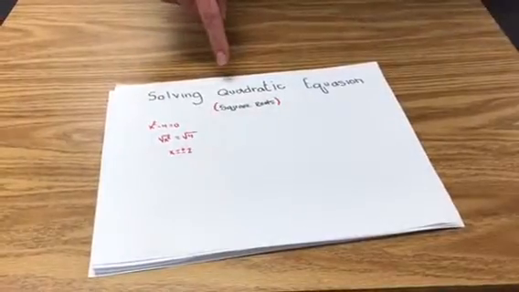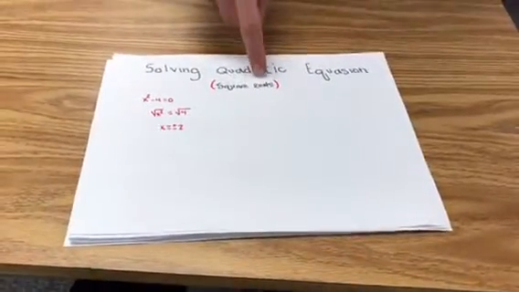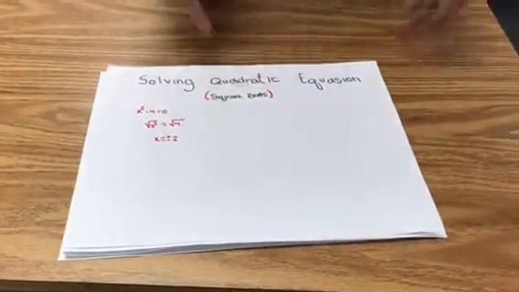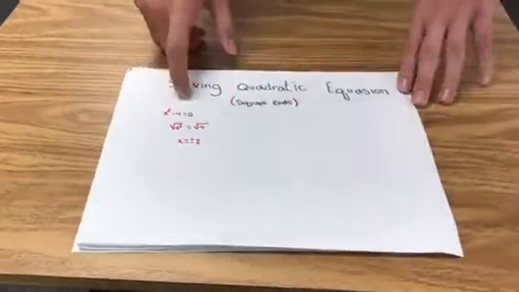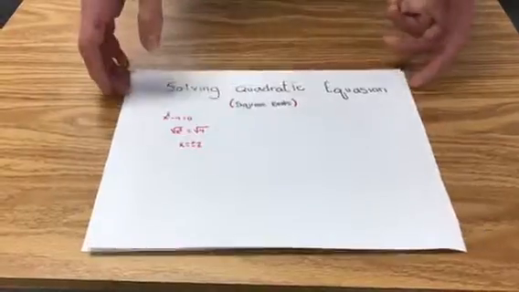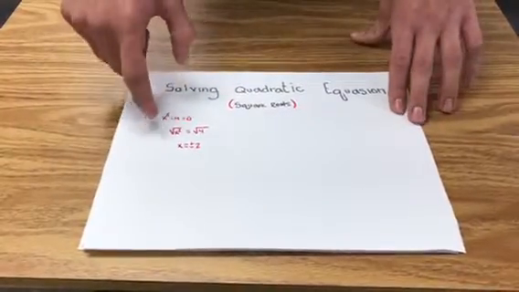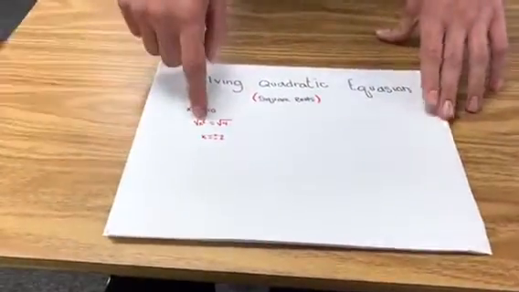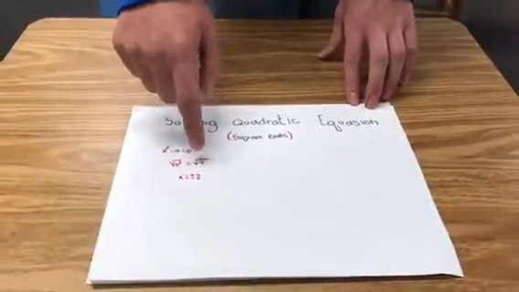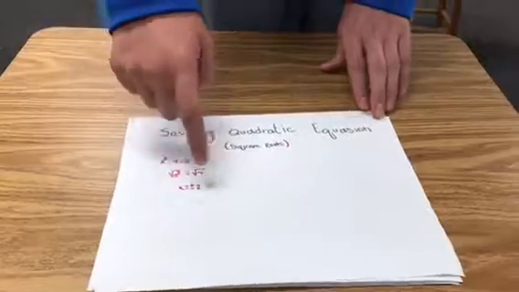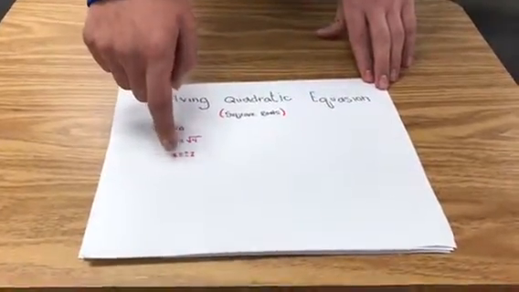Next is solving quadratic equations, and you have to remember to use the square root. We're using the equation x squared minus 4 equals 0. So right now you can forget about the 0. You move the 4 over to get x squared equals 4, then take the square root, and you have x equals plus or minus 2.